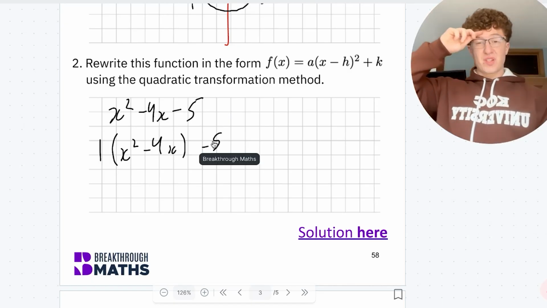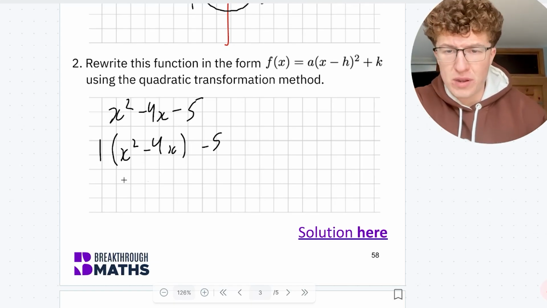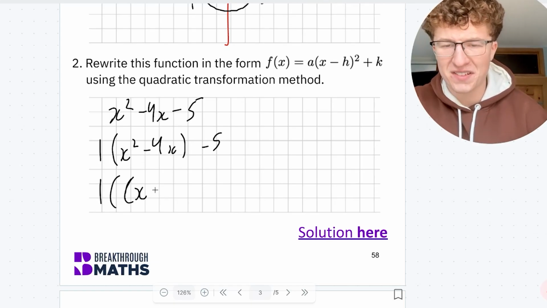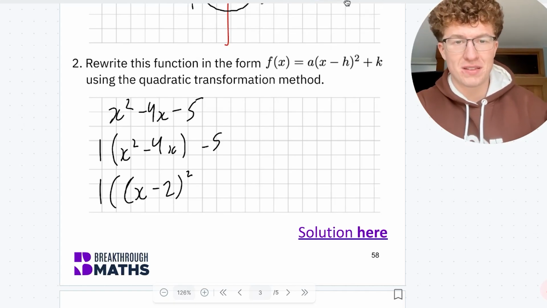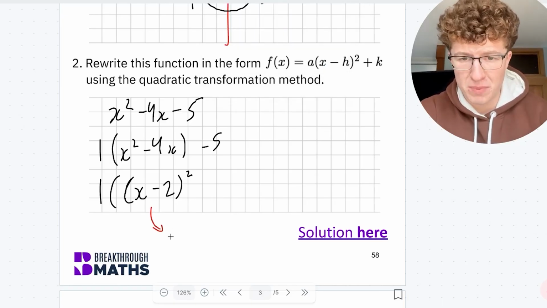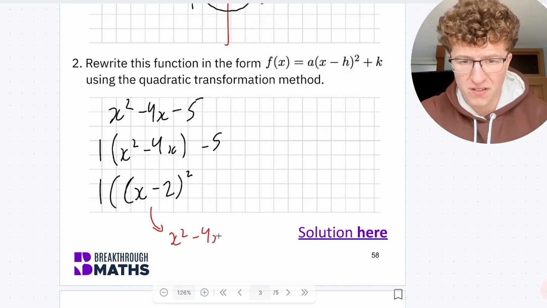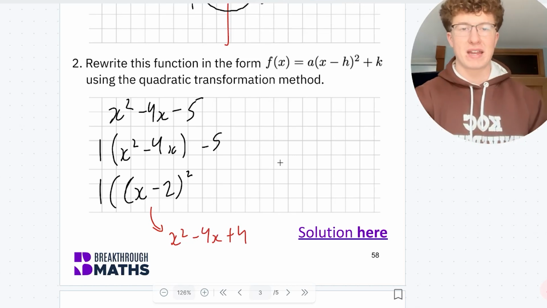Now, we want to write a square in this bracket here. Well, if we write x minus 2, x minus 2 squared, when we square this bracket out, remember, using split and repeat, we're going to have x squared minus 4x plus 4. That's what we're going to get when we square that bracket out.